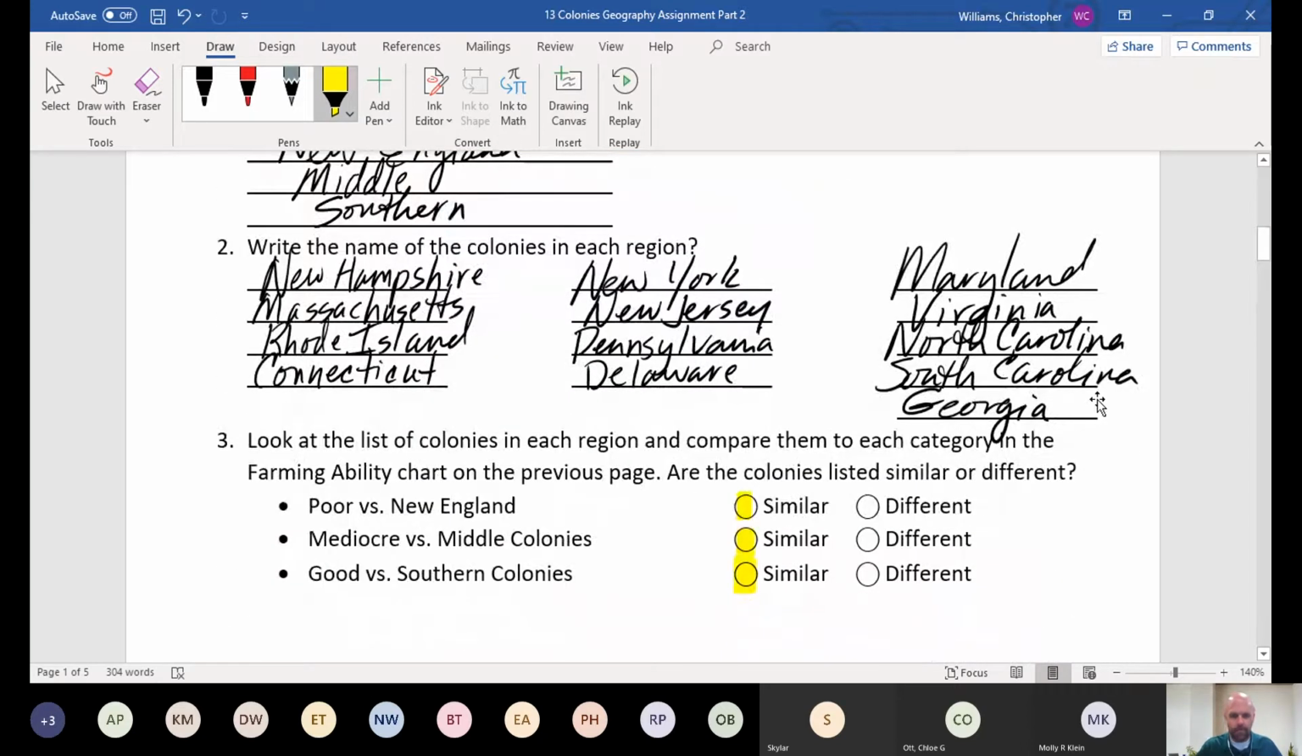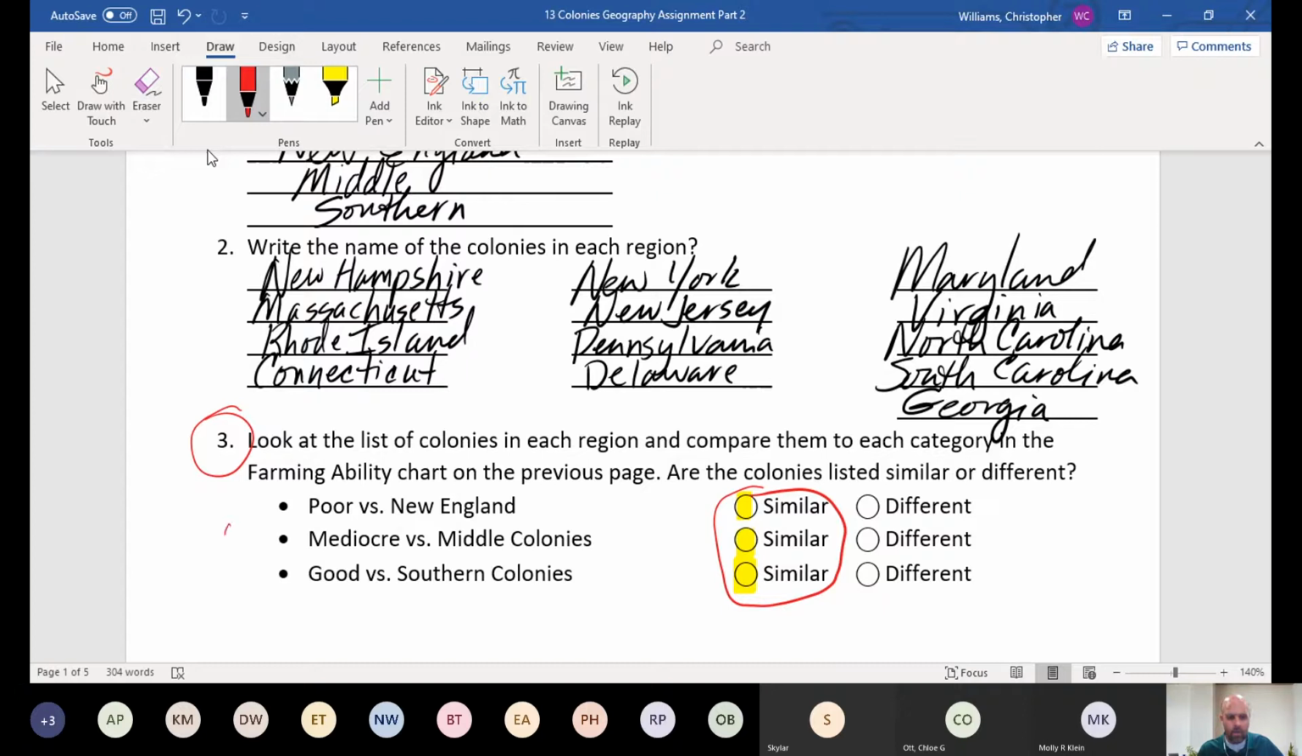Okay, number 3, and this is something, if you remember on Tuesday, when we discussed, I more or less told you that we were going to be focusing on this question, and I went ahead and indicated that these should be highlighted because last week when we identified farming ability, the poor farming colonies happened to be the same 4 in New England, the 4 that were mediocre or okay.